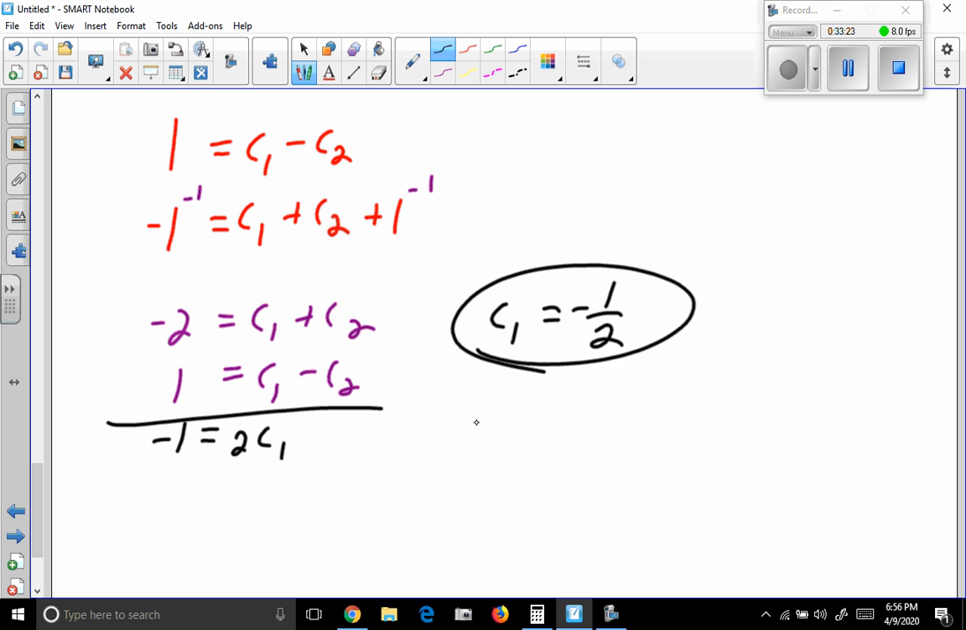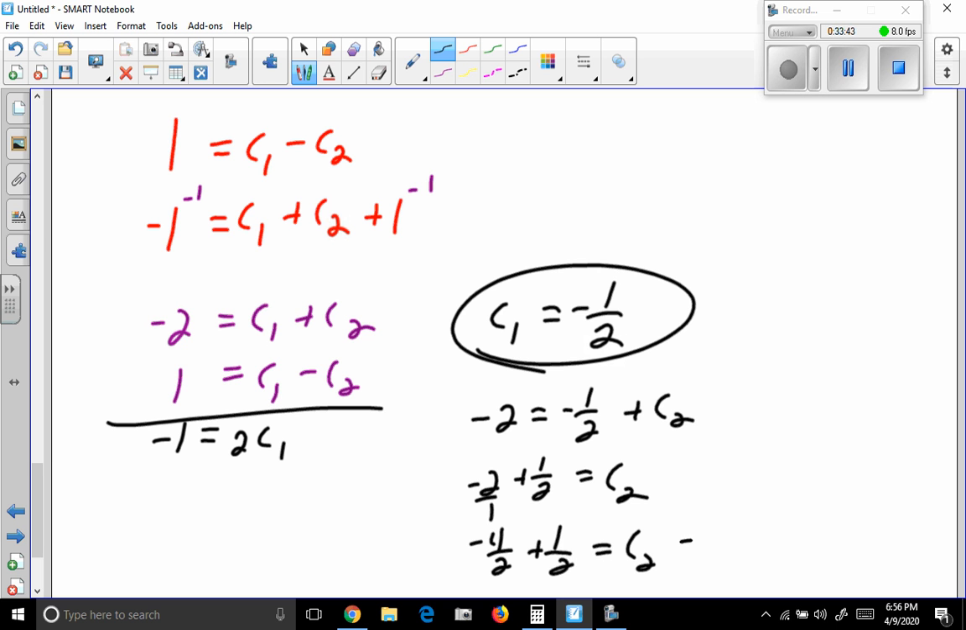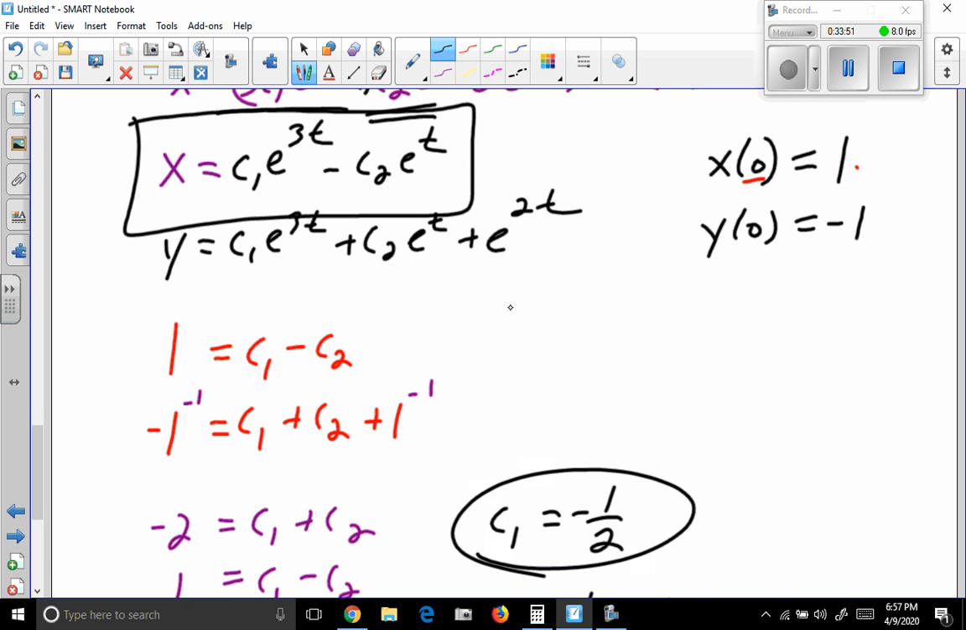So let's just take the top equation, and where we have a c1, put in a negative 1/2. If we add 1/2 to both sides, we have negative 2 plus 1/2 equals c2. We need a common denominator, so this is going to become negative 4 over 2 plus 1/2. So negative 4 plus 1, c2 is negative 3/2. So that gives us our two solutions.